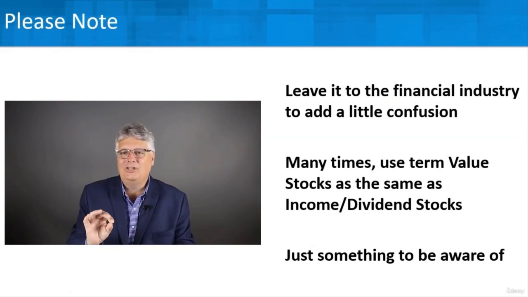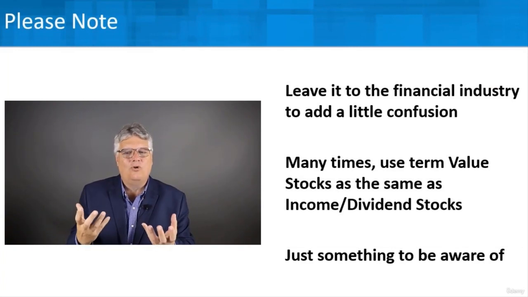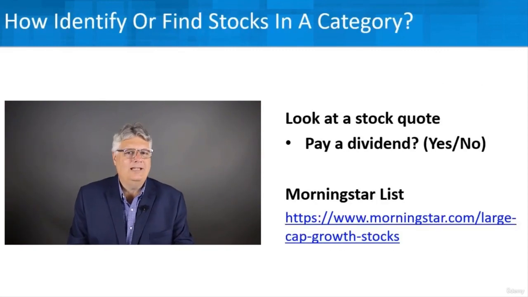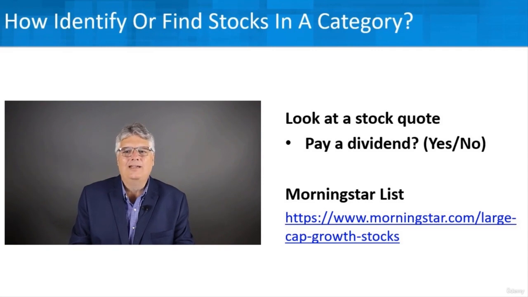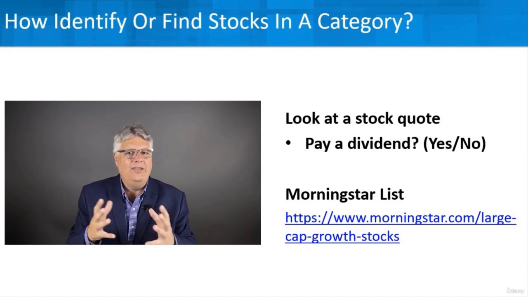All right, so a little confusion there. The industry does, just something to be aware of. But really what you're looking at is growth and income, and then a blend might be the way to look at it. This is great, Steve, but how do I find stocks that fit in that category? How do I actually find them?